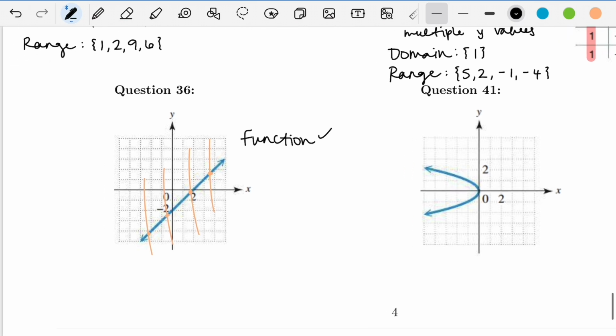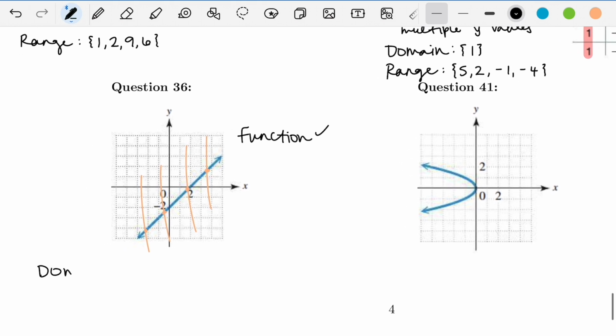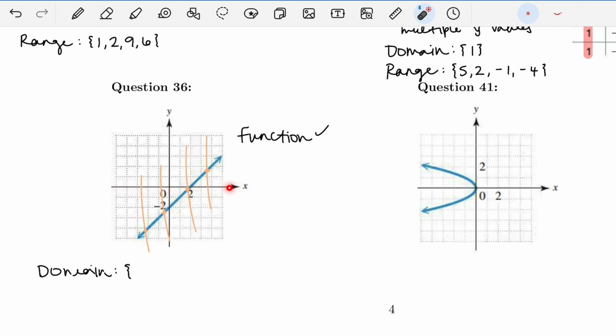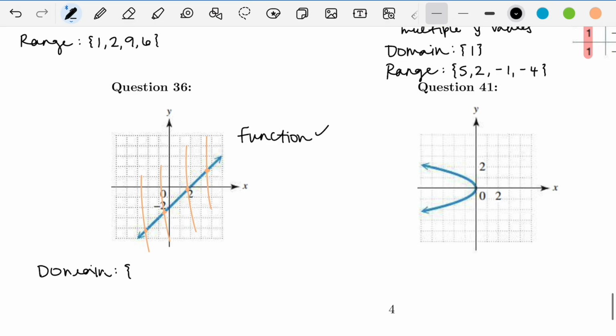All right, now the domain is going to be all of the possible input values. And if you notice, that's going to be all of our x values. So looking on our x-axis, notice that these correspond to a lot of input values. And in fact, since this graph goes on forever in this direction and forever in this direction, it could be all of these x values or all of these x values. So we say that the domain, and we're actually going to write this in interval notation, is going to be from negative infinity up to infinity. So that big interval.